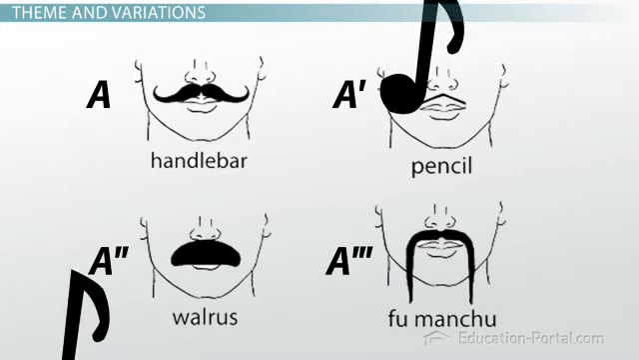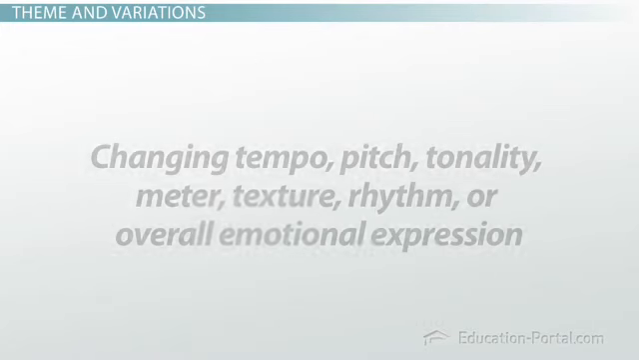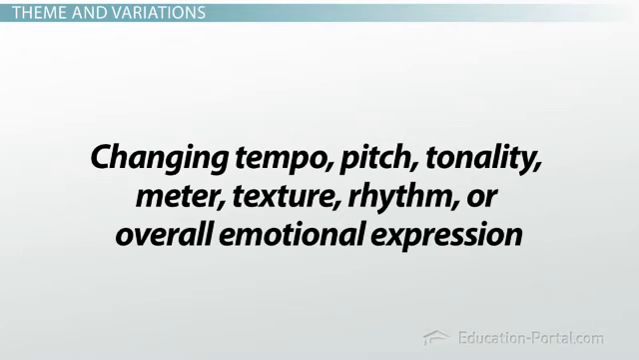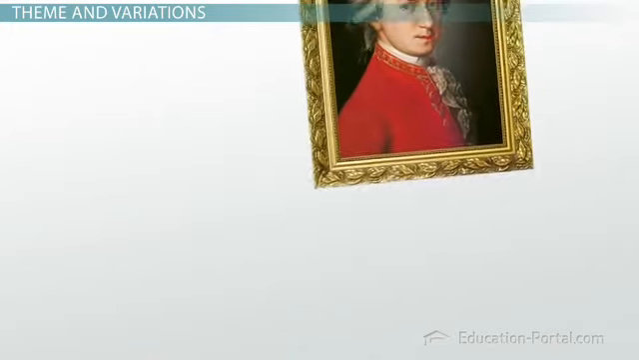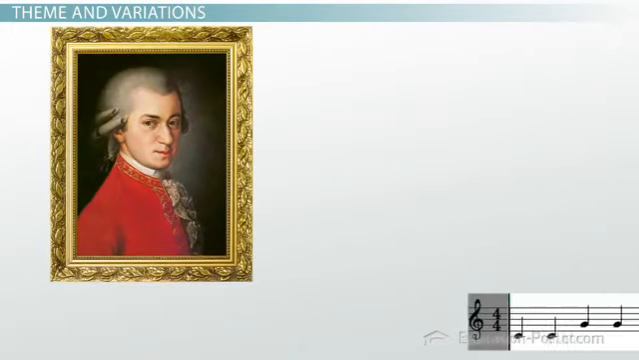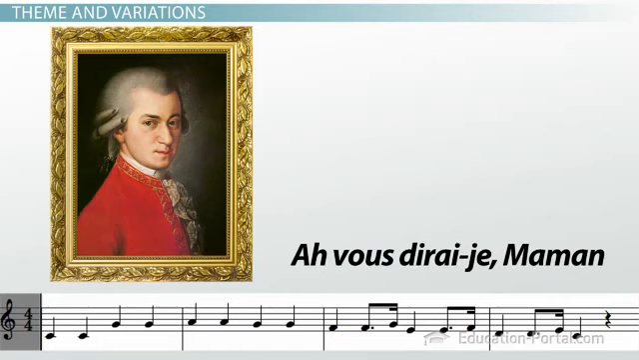The general music idea is manipulated by changing tempo, pitch, tonality, meter, texture, rhythm, or the overall emotional expression. The composer can choose to apply one or several of these manipulations. In an example from Mozart's 12 variations on À vous direz maman, we can hear the theme, then a variation of the rhythm through added notes.